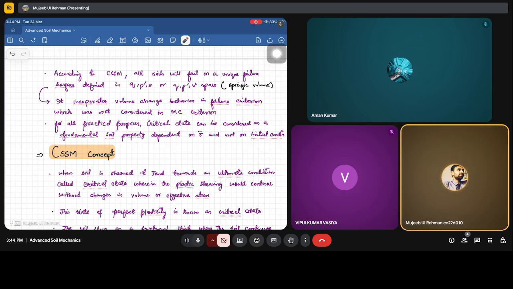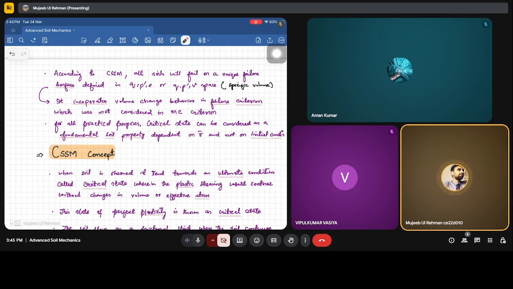And also, as the name suggests, critical state soil mechanics has all to do with the critical state. Critical state can be considered as a fundamental soil property which is dependent on the stresses that we impose on it and also on the initial conditions. I think in week 7, when we were describing the stress strain plots for the OC and NC, we saw that after reaching the peak stress there will be strain softening, and following the strain softening, the soil reaches the final state, which is called the critical state.